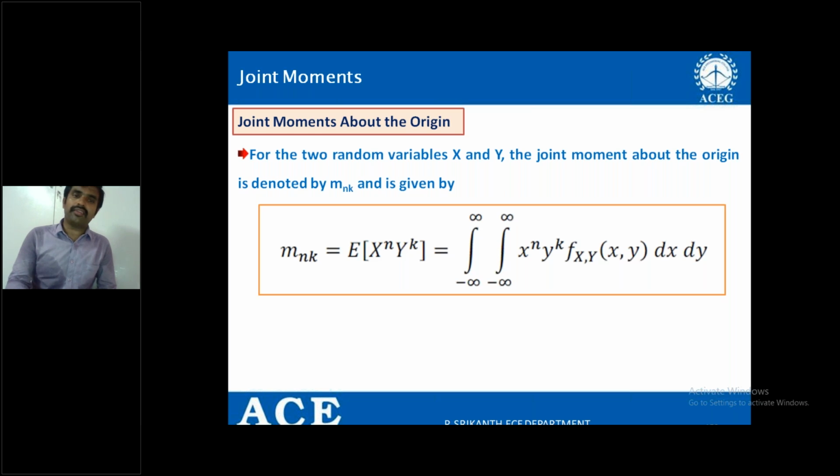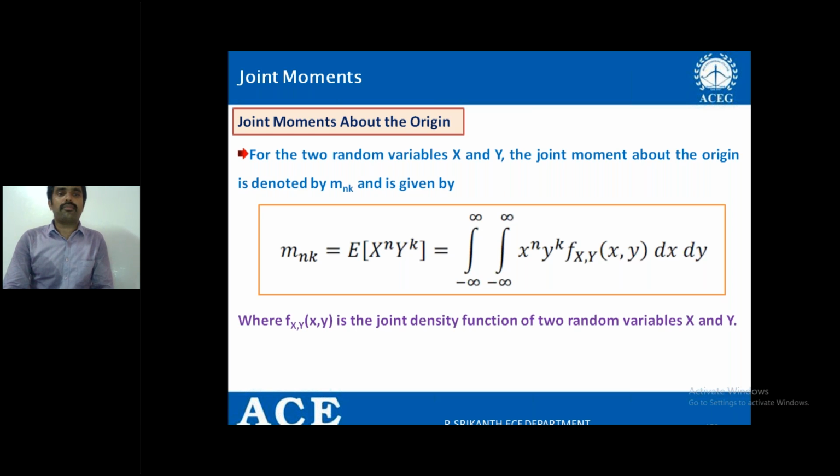In the single random variable case we only used to have m suffix n equal to expectation of x power n. Now we got expectation of x power n into y power k, right? Where f x comma y of x comma y is the joint density function of the two random variables x and y, right? Simple formula. And here if I take k equal to 0 or n equal to 0, in both the cases I am going to take the function as either expectation of x power n, or expectation of y power k.